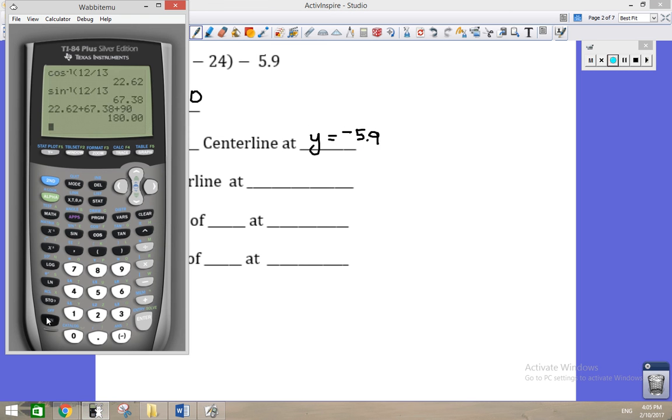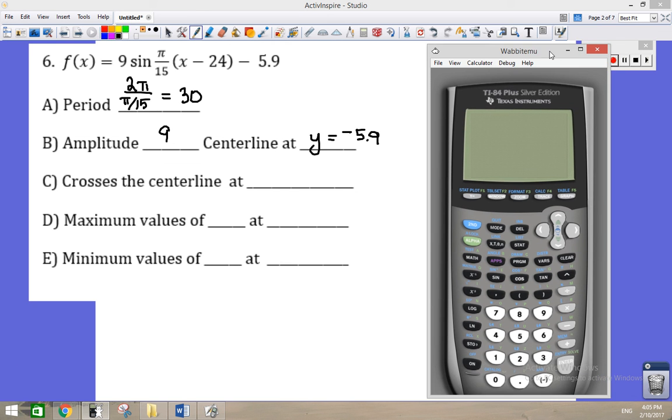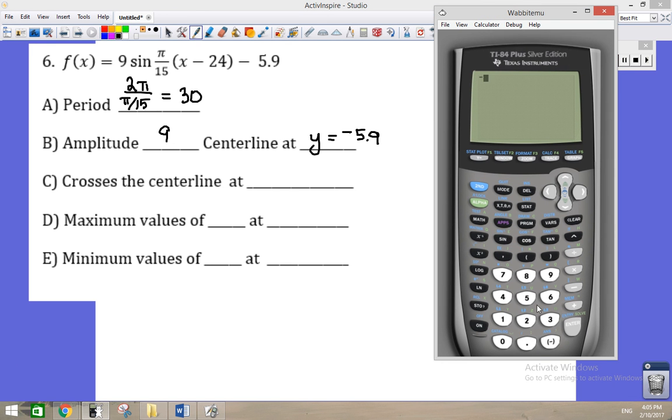I don't want to make a silly error on a Friday afternoon, so I'm not embarrassed to check things on my calculator because I know that mental arithmetic, 3.1. So that's the maximum value, because if we're 9 units above this, we're at a max. If we're 9 units below it, if we change this to subtraction, my minimum value is down here at negative 14.90.